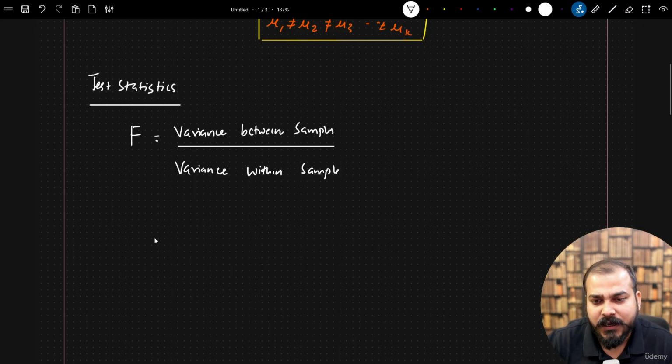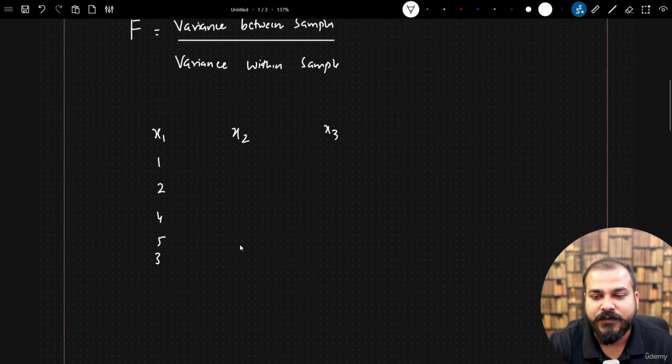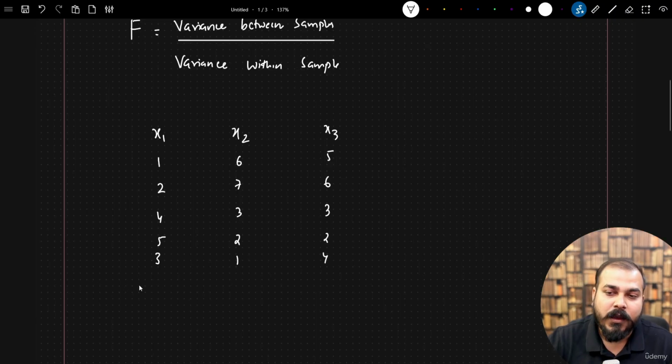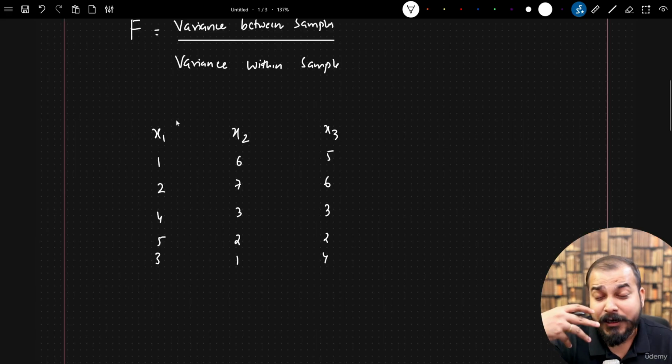Let's say that I have three samples, x1, x2, x3. In x1, I have 1, 2, 4, 5, 3. These are the elements that I have. In x2, let's consider that I have elements like 6, 7, 3, 2, 1. And in x3, I have probably 5, 6, 3, 2, 4. Now let's consider these three samples, and I need to test whether the means of these samples are equal or not. I really need to compare all the means with respect to these samples and perform an F test.